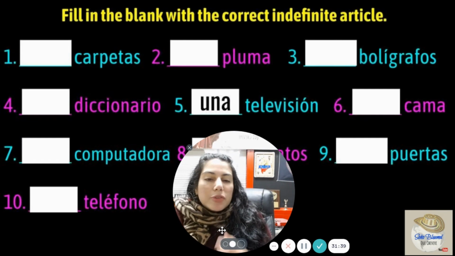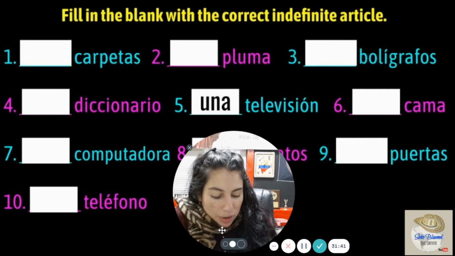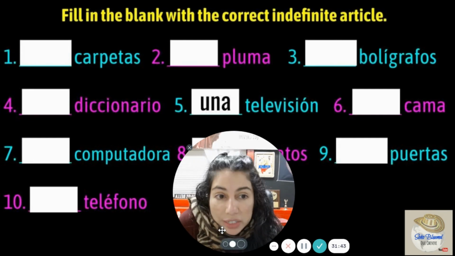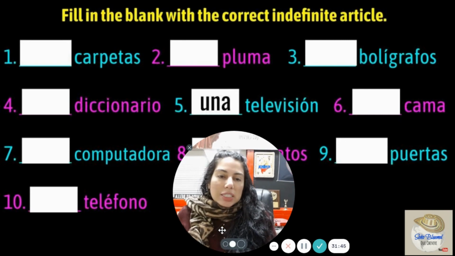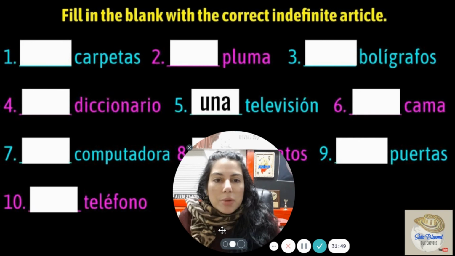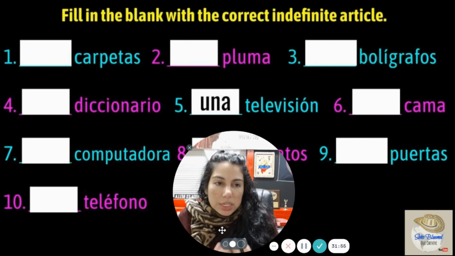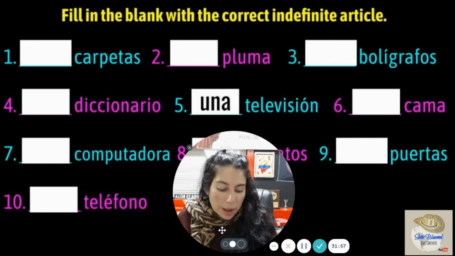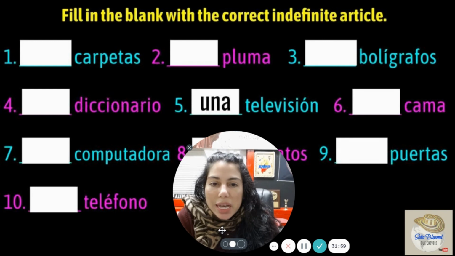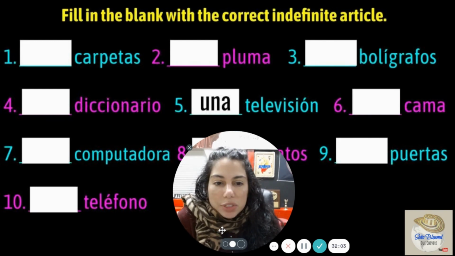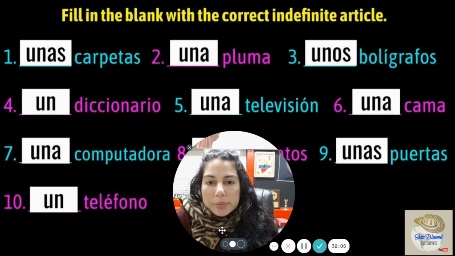Okay, and now it says fill in the blank with the indefinite article. So it gives you a list of words and you have to use the indefinite article. So remember, the indefinite articles are un, una, unos, or unas, which in English would be a or some. So we have carpetas, pluma, bolígrafos, diccionario, televisión. So let's see what goes there.